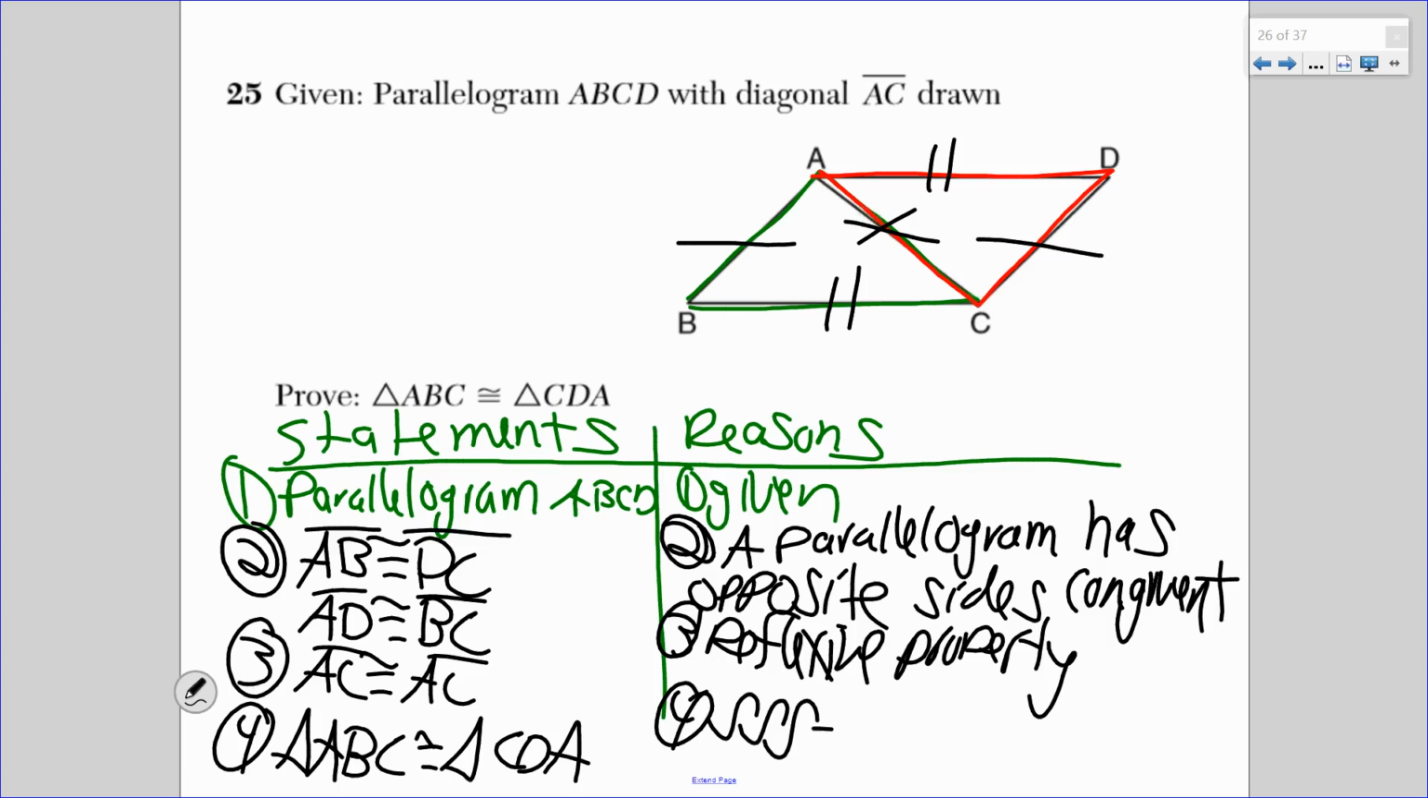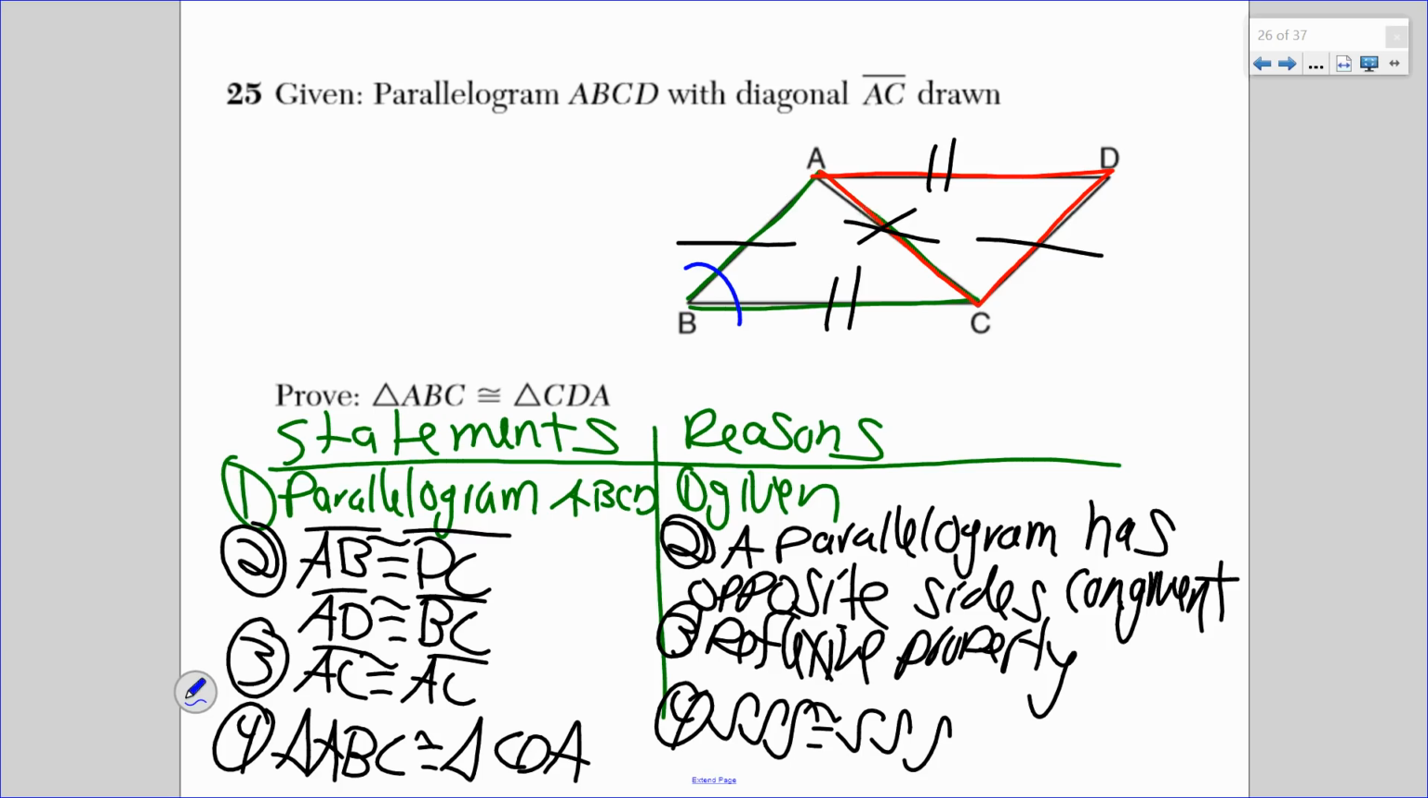I got SSS, side-side-side, is congruent to SSS. This is a very simple proof. If you understand your parallelogram properties, it should be easier for you to prove triangles congruent.